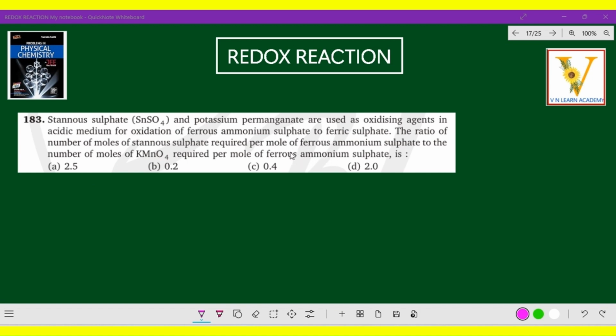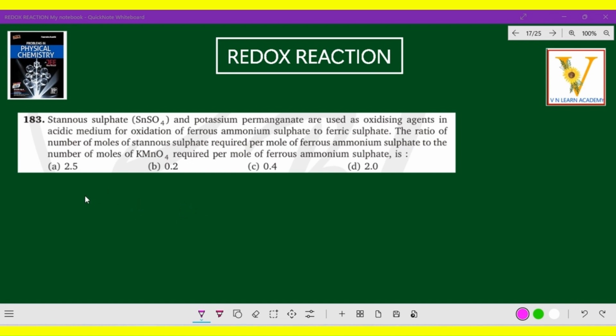See, this is actually very simple. Here, two oxidizing agents they have given. What are those two oxidizing agents? Stannous sulfate and potassium permanganate. Both are oxidizing agents, and in this oxidation process ferrous is converted to ferric, right? So that is the molar ratio. We have to identify how many moles are required for each oxidizing agent, for 1 mole of FAS, that is ferrous ammonium sulfate. This is very simple. We can write the half reactions so that it will be easy to identify that mole ratio.